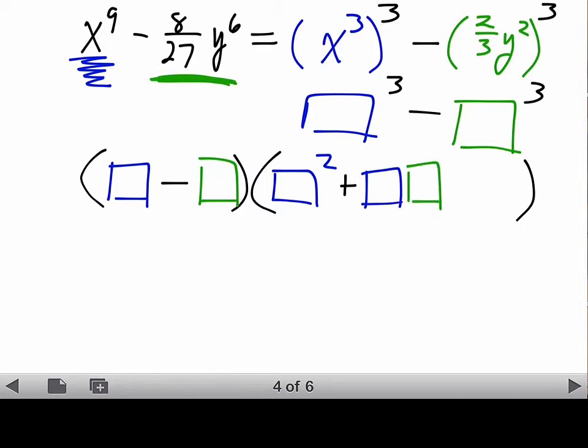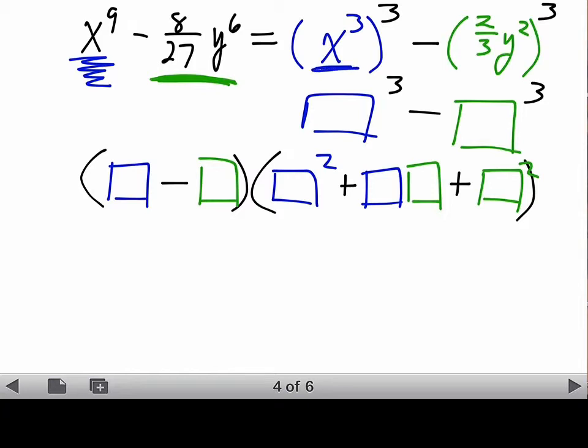And then the last term is always positive, so plus green squared. This is how we use a formula in math. It doesn't matter what it is that's in the cubes. This is the pattern every single time. Now all that's left is for me to fill in the blue and the green with the appropriate thing.